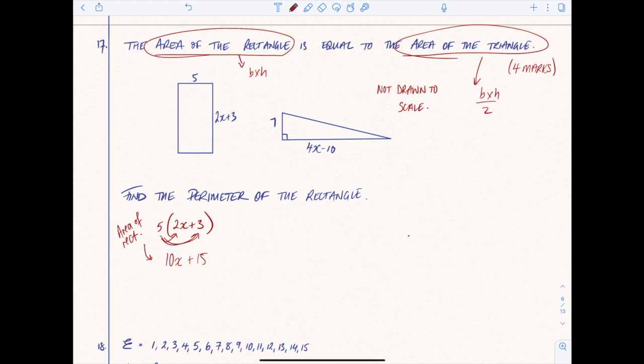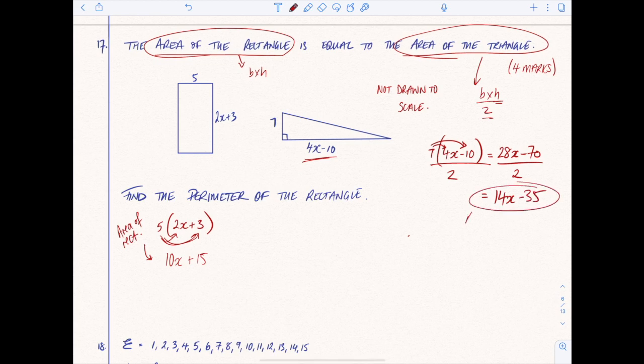Now I need to do the area of the triangle. Well, base times height. Well, the base is 4x minus 10 and the height is 7. So I can say the same thing here. That's 7 multiplied by 4x minus 10. And then I need to divide it by 2. So 7 times 4x is 28x. 7 times minus 10 is minus 70. Divided by 2 becomes 14x minus 35. So that's the area of the triangle.